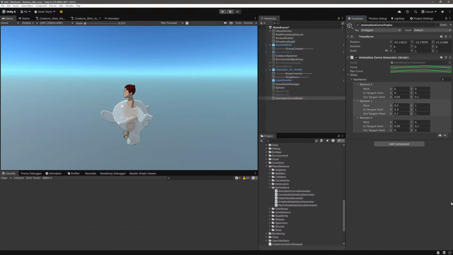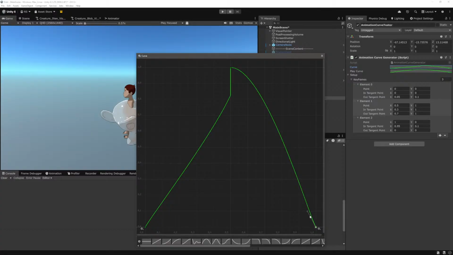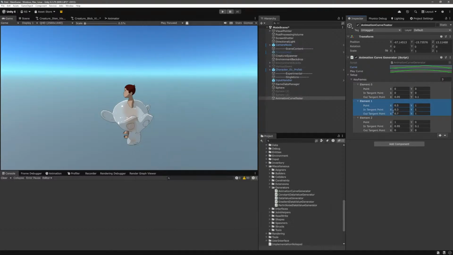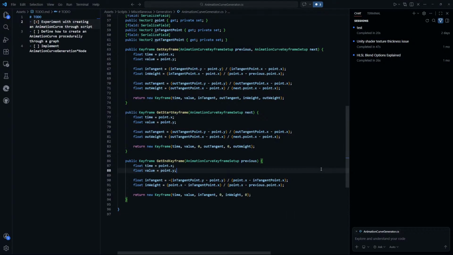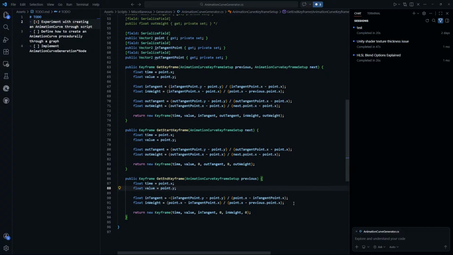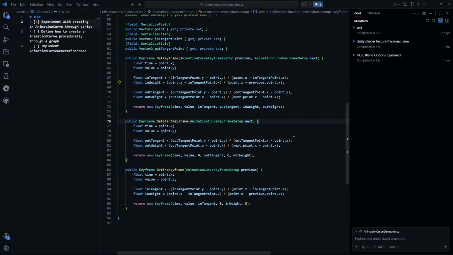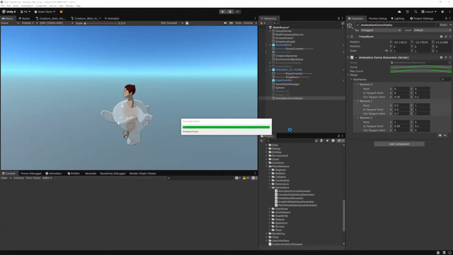I hope I'm correct in... Okay, that's beautiful. I hope I'm correct in that this will be easier to randomize the shapes if we define the tangent points and stuff like this. Hopefully. Let's fix intangent in weight here as well. There we go. Okay, let's see what we have now. I think this will be easier. Yes.